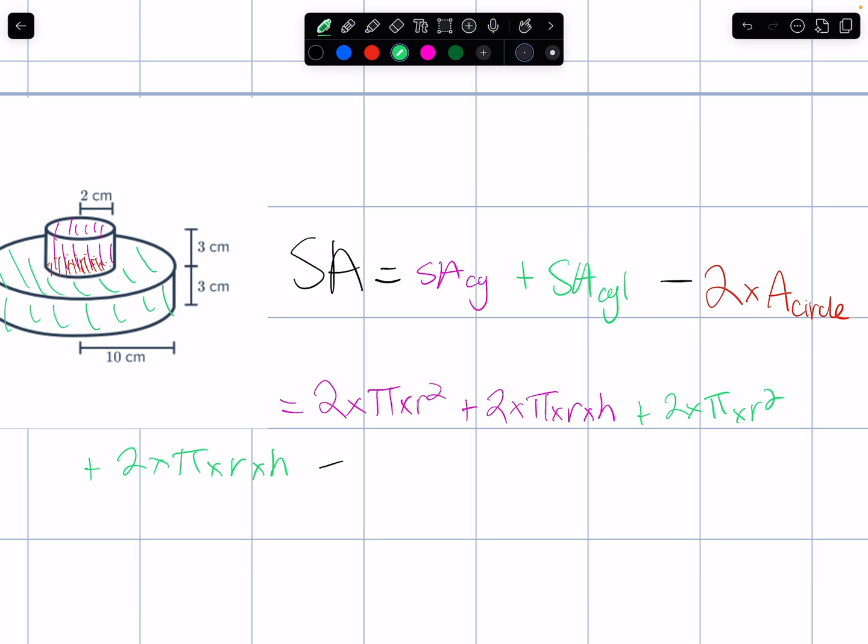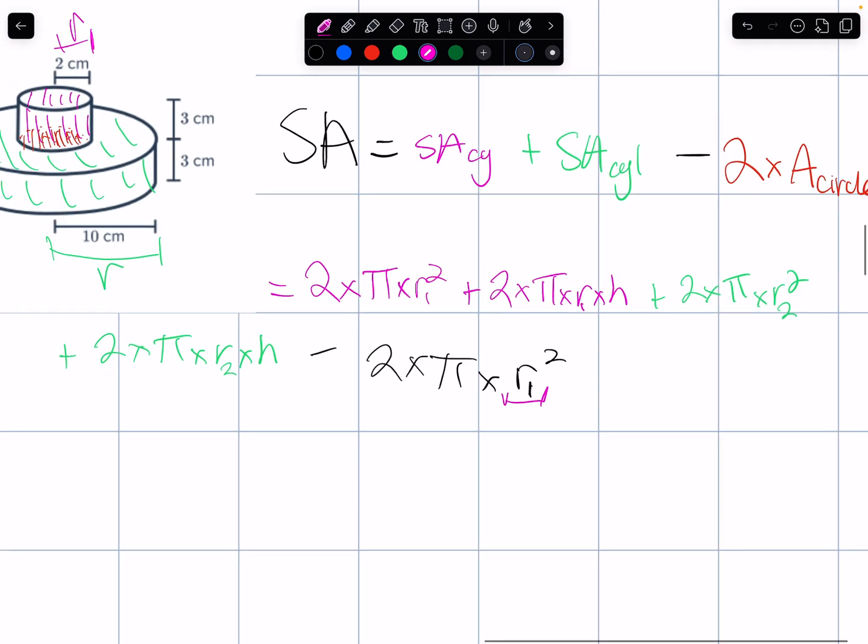Let's call this R2, and let's call this R1. Just as a little separation, because here in the pink we're talking about the radius here, but in the green we're talking about the radius here. Okay, so just so we can have a bit of a separation, minus the area of the circle, which is 2 times pi times r squared. But notice we're talking about the pink one, because it comes from the pink cylinder. We're not talking about the green one.